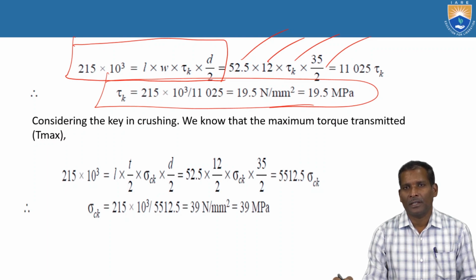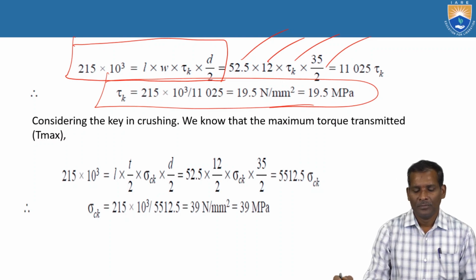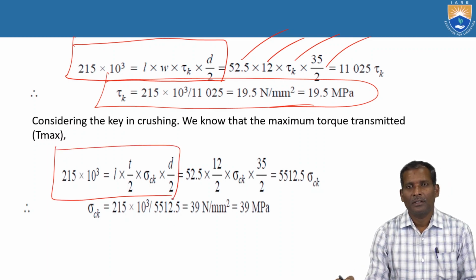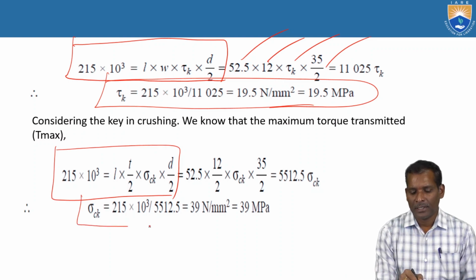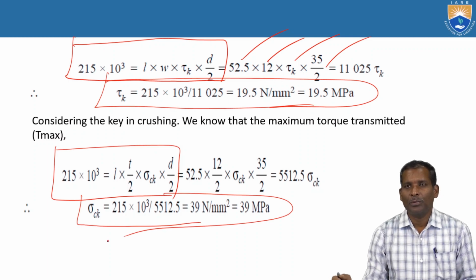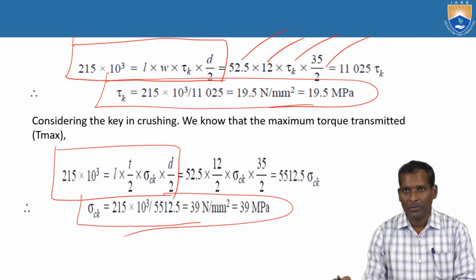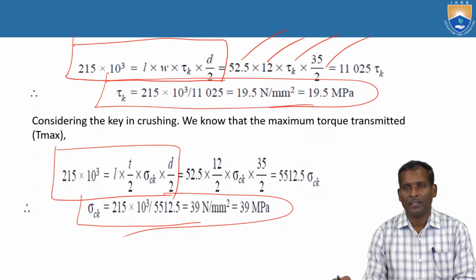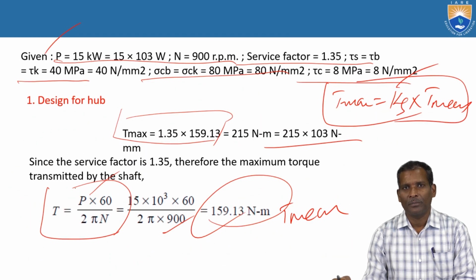Considering the key in crushing, we know that the maximum torque transmitted is applied in this equation, and again calculate the crushing stress. Now compare these two values with the permissible values. The calculated values are less than the permissible values. The values obtained are 19.5 megapascal while considering shear and 39 megapascal under crushing.